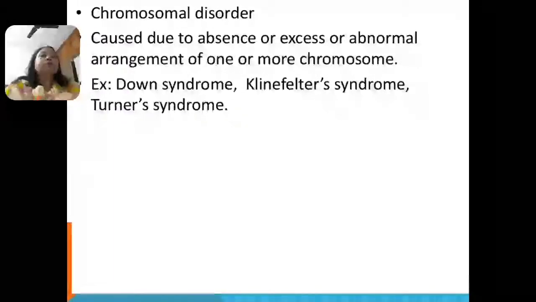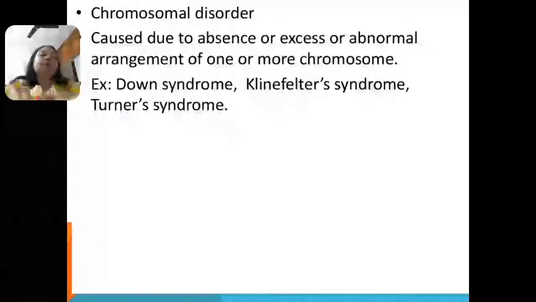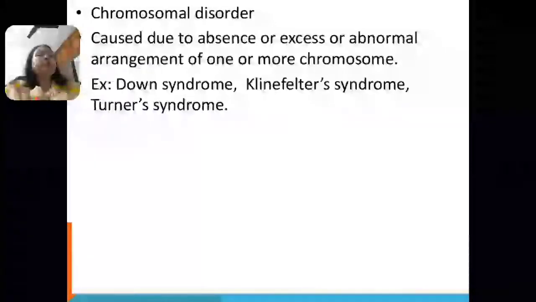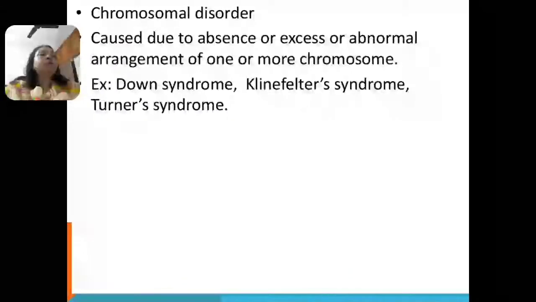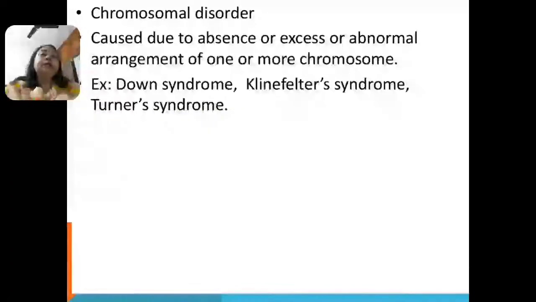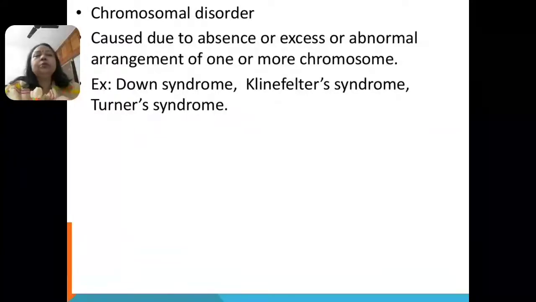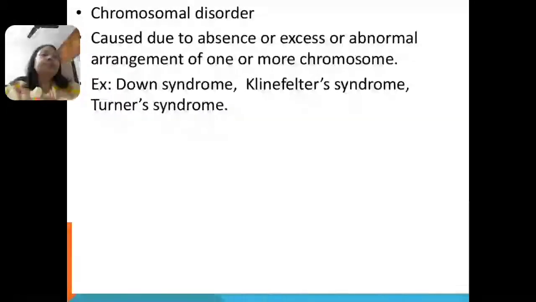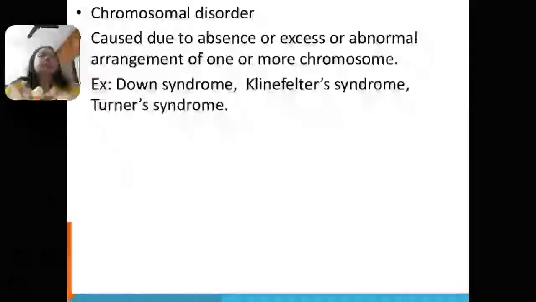Another category is chromosomal disorder. Chromosomal disorder is caused due to the absence or excess or abnormal arrangement of one or more chromosomes. If there is absence of any copy of an entire chromosome, or excess of any copy, or sometimes some abnormal arrangement of the chromosomes, it is called a chromosomal disorder. Three very important chromosomal disorders are known: Down syndrome, Klinefelter syndrome, and Turner syndrome.